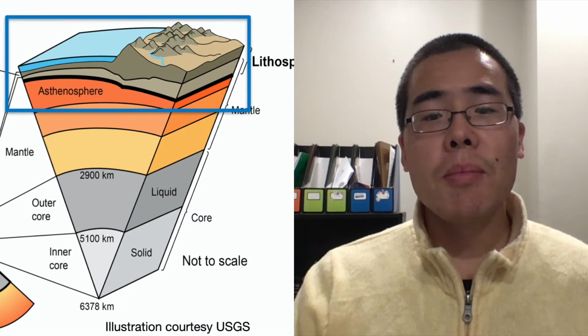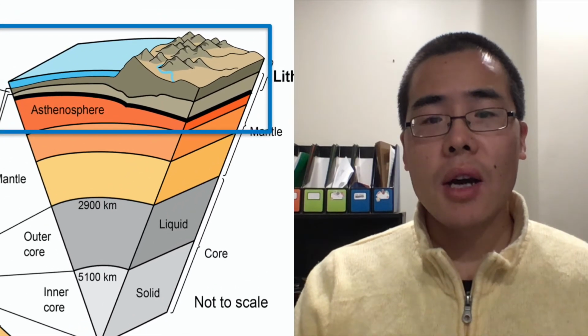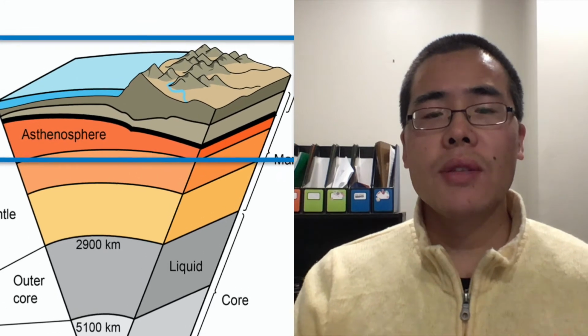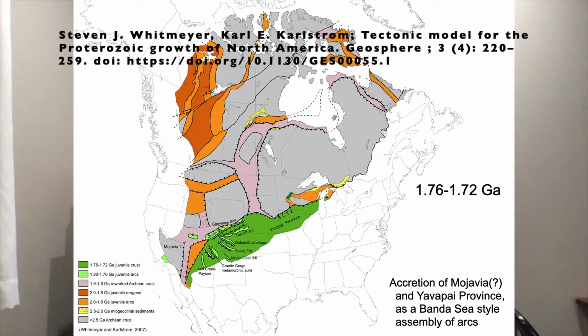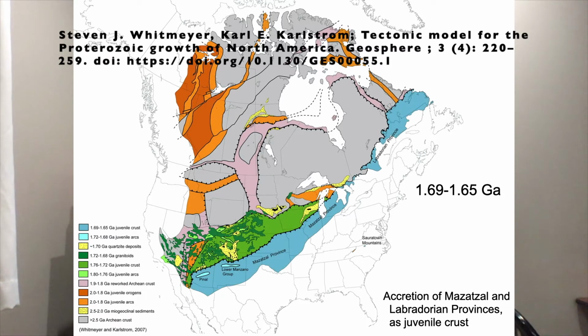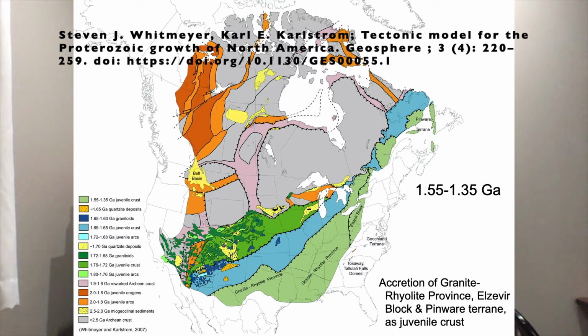The Earth is composed of multiple layers. The outermost shell is relatively rigid. This rigid shell consists of multiple blocks. We call them tectonic plates. I'm currently sitting on top of the North American plate.